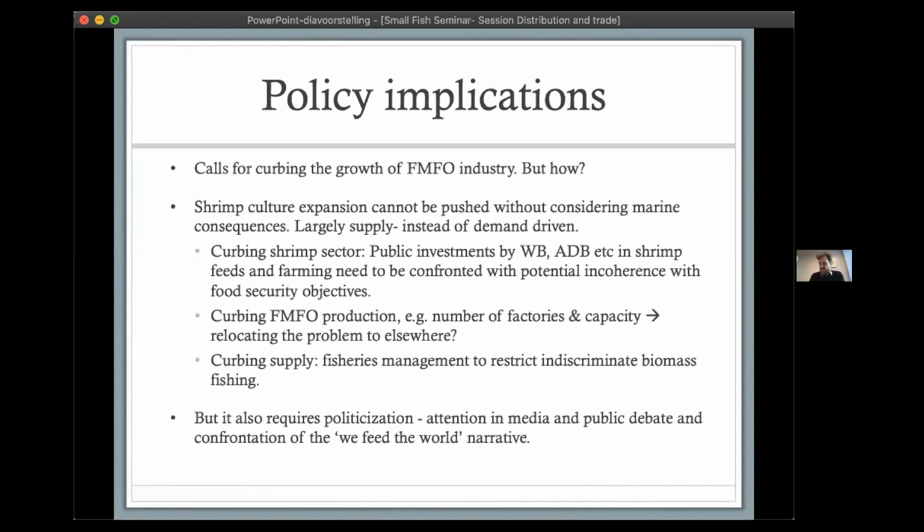And perhaps it's not just about generating more expertise. It may also require a certain amount of politicization and attention in media and public debate to confront this idea that expansion of shrimp culture is feeding the world.